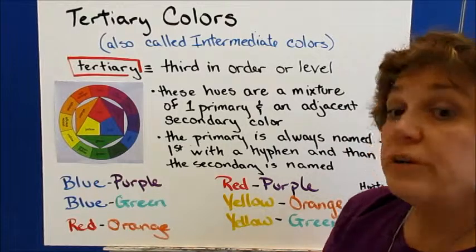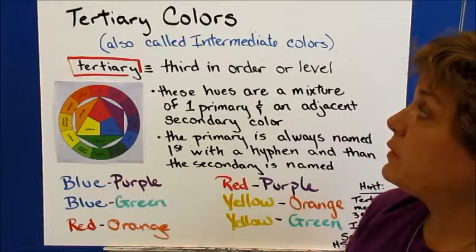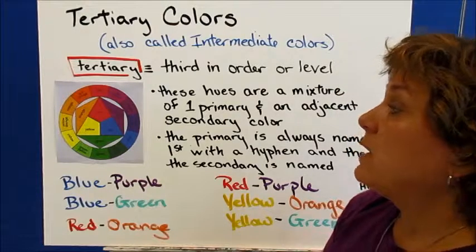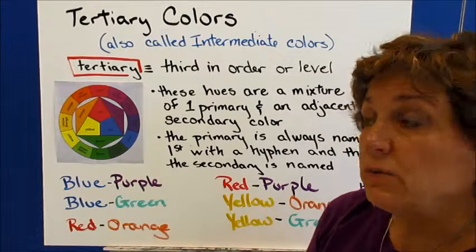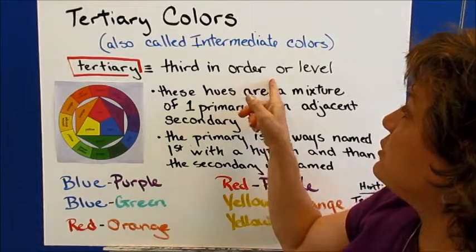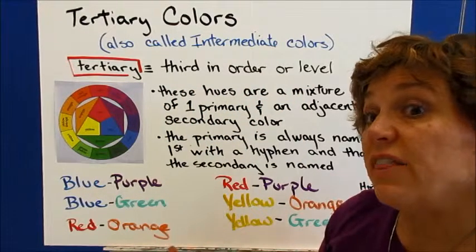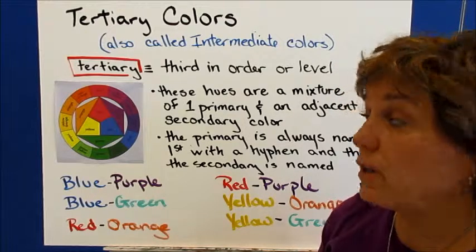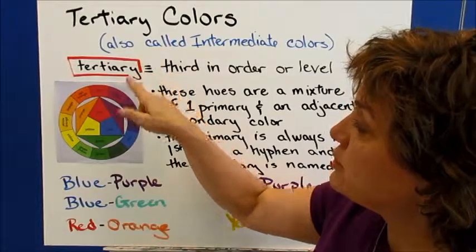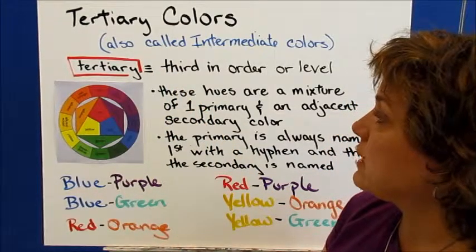Tertiary colors, or intermediate colors as some call them, are the next level of color. There are 6 tertiary colors in the Louis Prang palette. Tertiary actually means 3rd in order or level. So it's that 3rd level of the color wheel. You have primaries, secondaries, and then tertiary, meaning 3rd as the 3rd level.